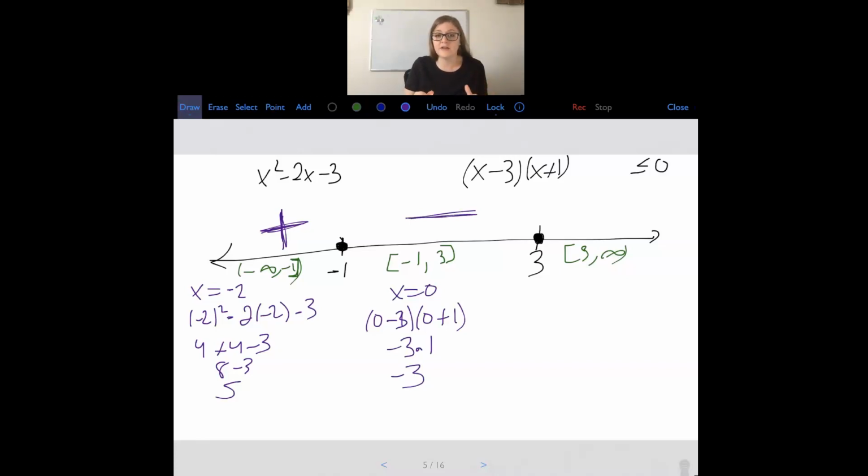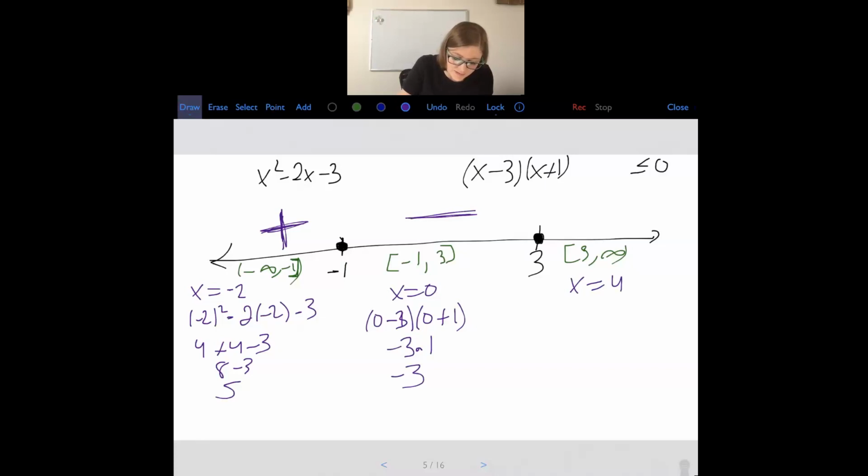So any x value from negative 1 to 3 would be, if you plug in negative 1, you'd get 0. We talked about that. But anything in between, you would be getting a negative. Okay? And then the last way that you can check these is I'm going to check x is 4.